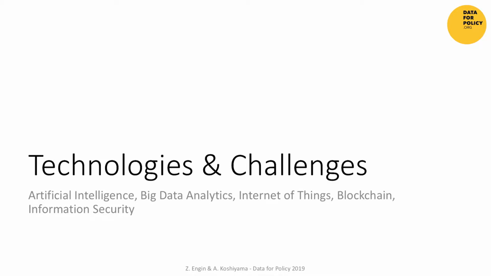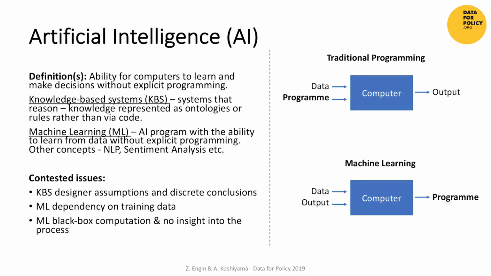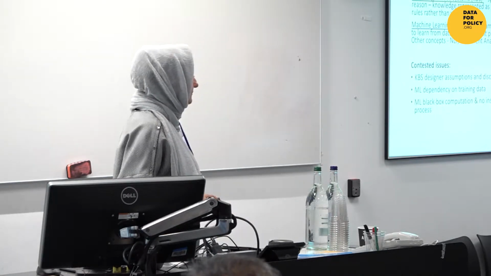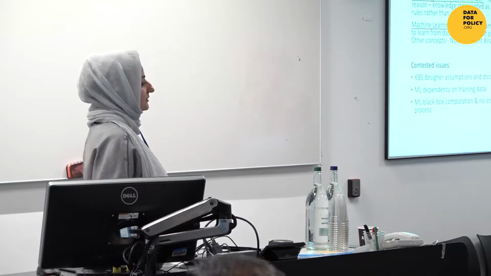So in terms of the technologies, the artificial intelligence, clearly. When we talk about artificial intelligence, I'm using it as a very broad term, just to denote anything, all of the algorithms, all of the systems that show human-like behavior, human-like insights into interesting problems. So broadly, we have knowledge-based systems and machine learning type of algorithms.